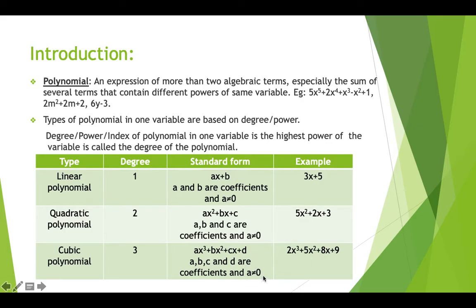Now over here we are always writing that a is not equal to 0. So what does that mean? Suppose in this expression a is equal to 0, it is going to happen that this polynomial will be reverted back to a linear polynomial. That's why we have to always mention that a is not equal to 0.